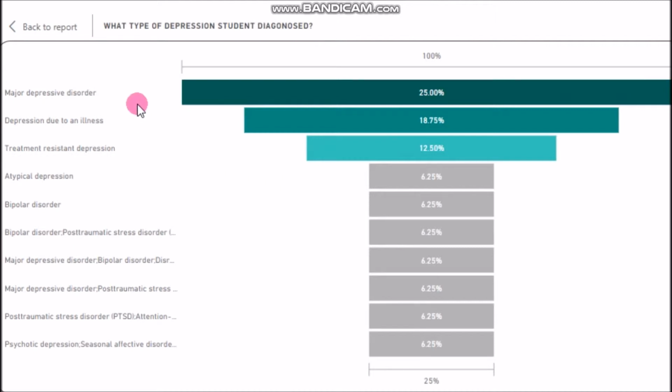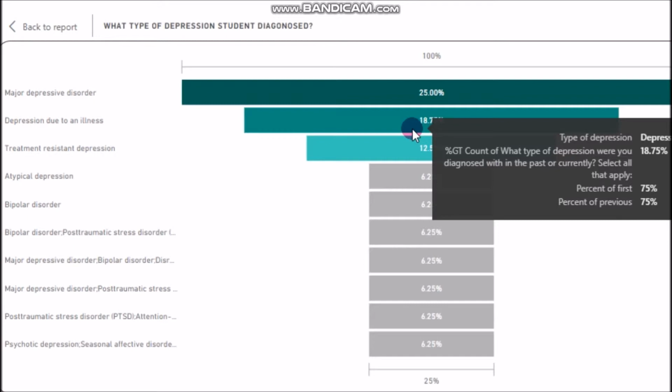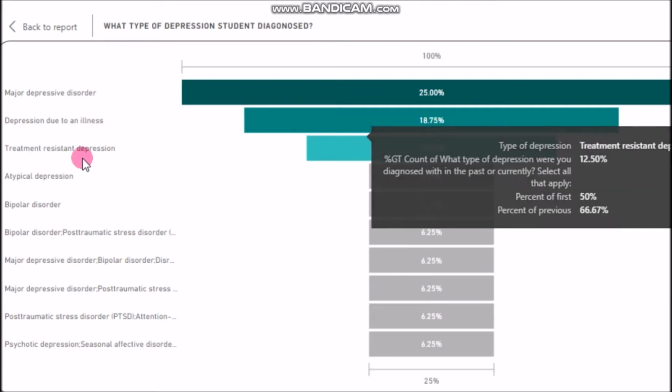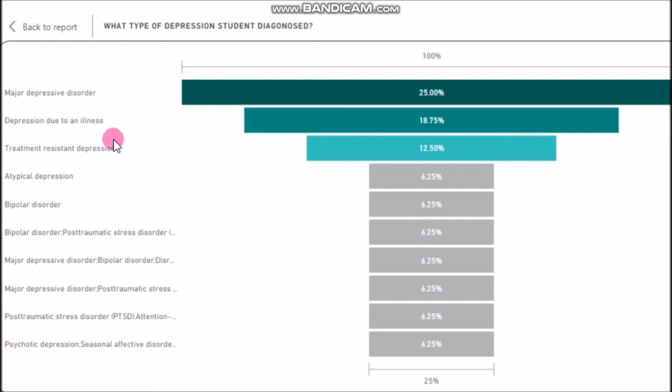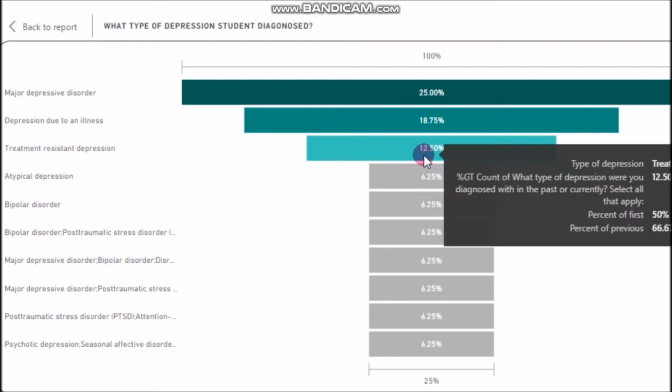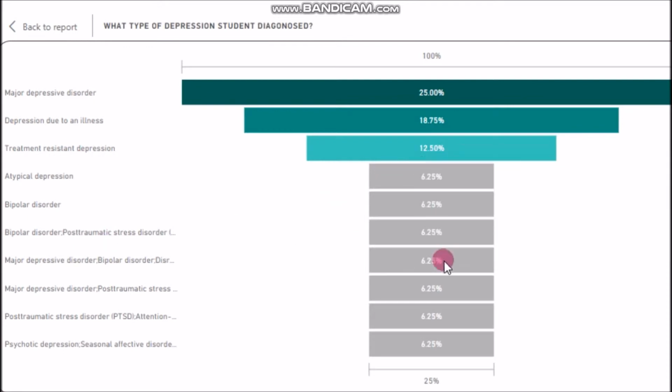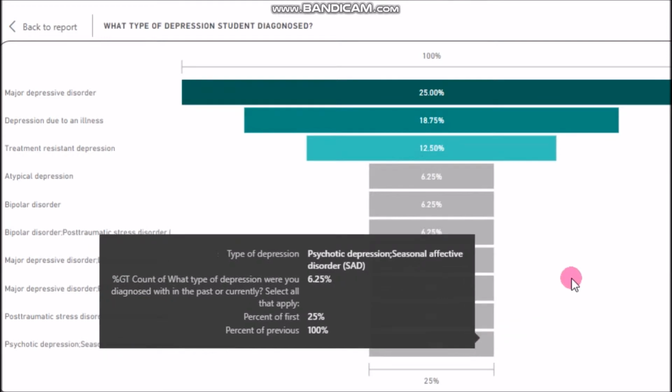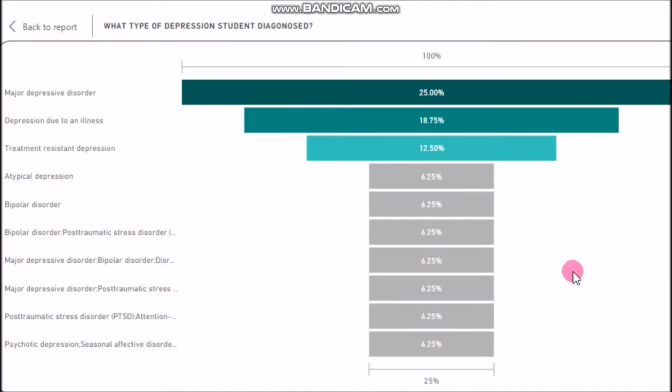The first highest is major depressive disorder, which is 25%. The second one is depression due to an illness, with 18.75%. And the third one is treatment resistant depression, with 12.50%. For the rest of the types, they have the same percent, which is 6.25%.